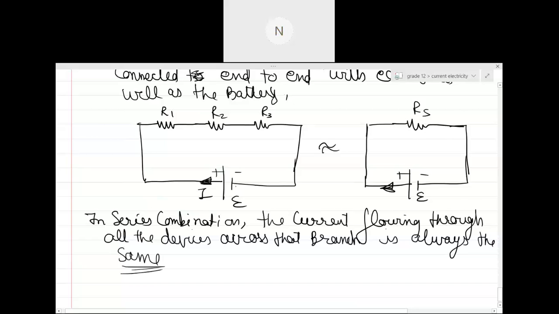Can you see, guys, here this is the potential producing device. Only one branch is there, and that branch is forming a loop. This is a single wire through which resistances R1, R2, and R3 are connected, and this wire is connected again back to the battery. So in this example, R1, R2, and R3 are in series with each other as well as with this battery.